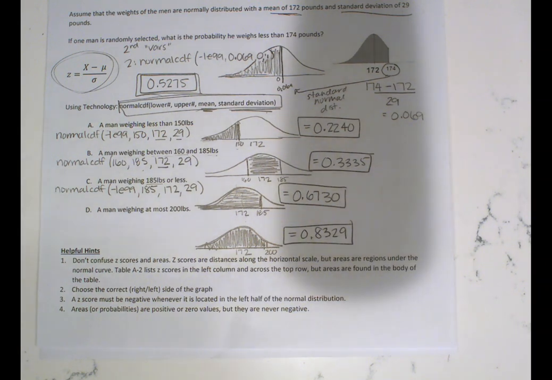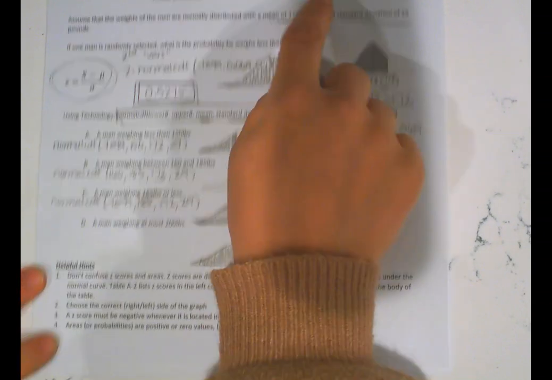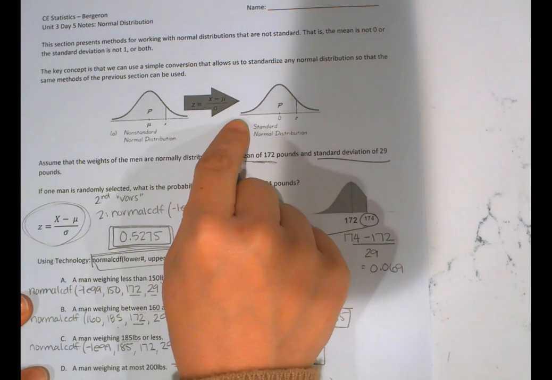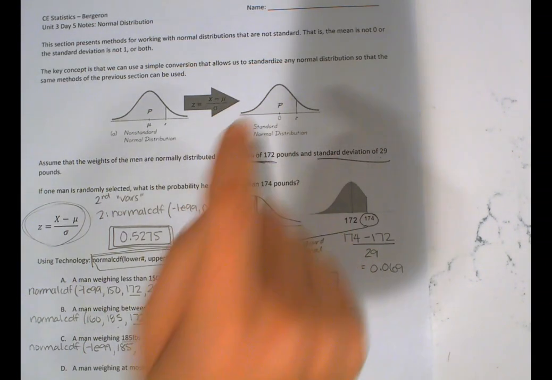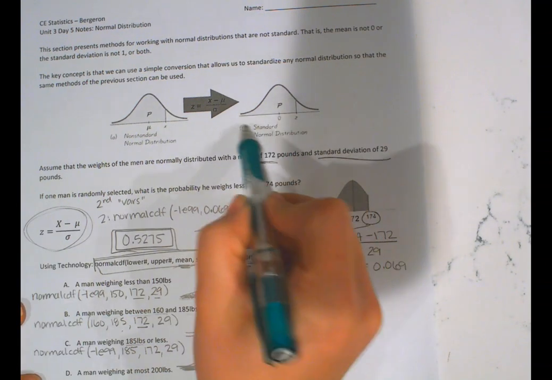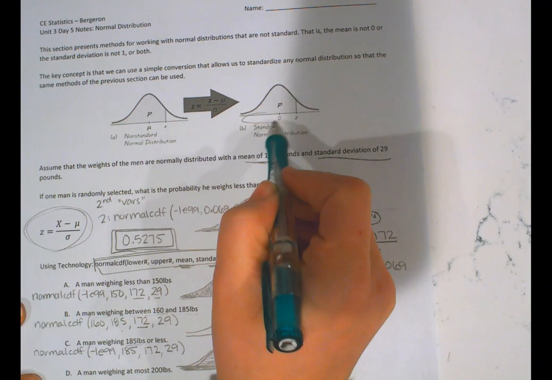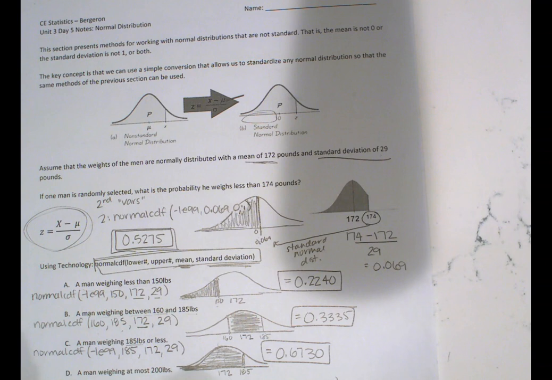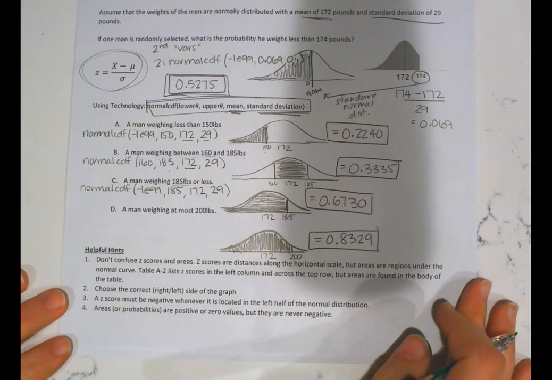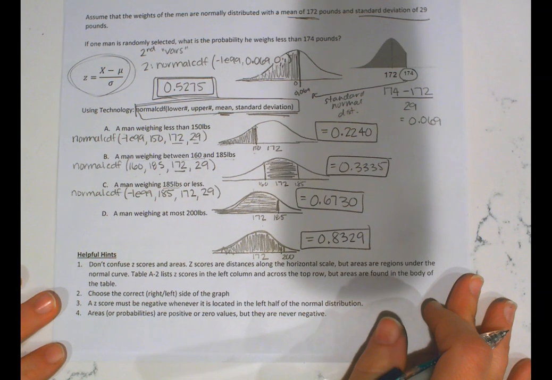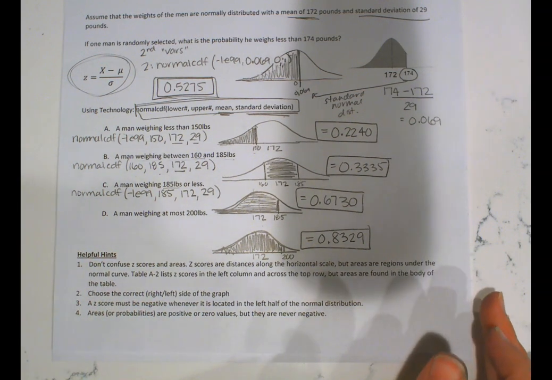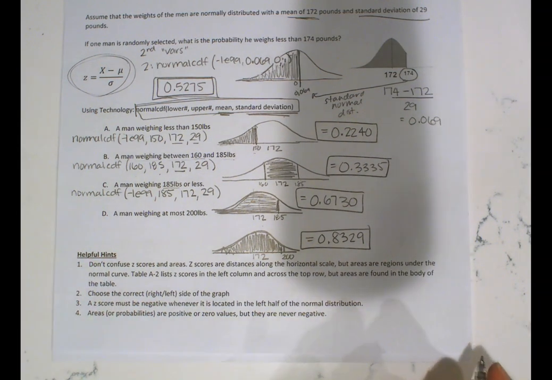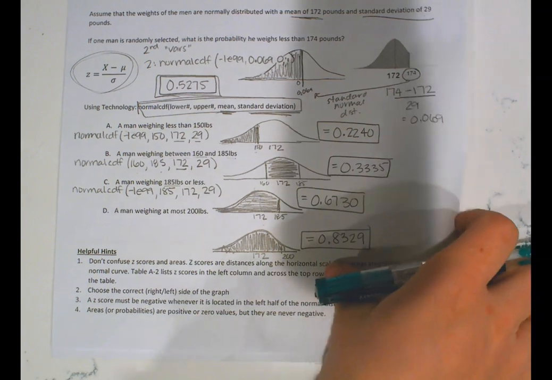Your z-score has to be negative if it's located to the left of your mean. So any values over here, you would have to have a negative z-score. That represents all the values that are less than your mean. So just keep these helpful tips in mind. There's one more thing that we're going to talk about on the next page. So if you turn your paper over.